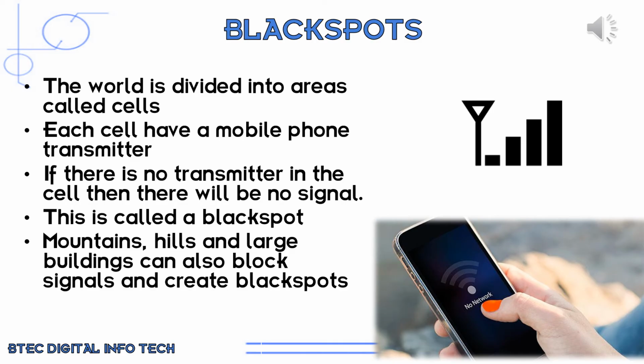Another reason could be that it's too high up, like a mountain or a hill, or there's a big load of water. So when there's no cell tower or you get too far away, that's when you start to get less signal. So anytime you've got a drop in signal, this could be called a black spot. The main causes are mountains and hills and rivers. However, large buildings and thick walls and things like that can obviously create black spots as well.